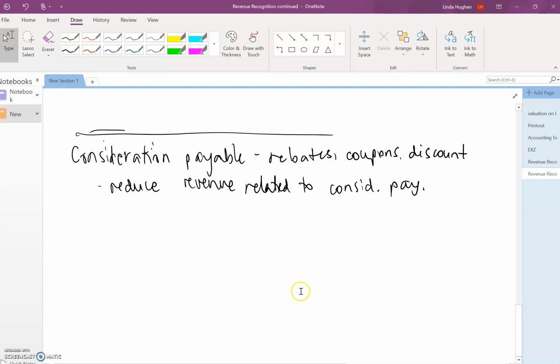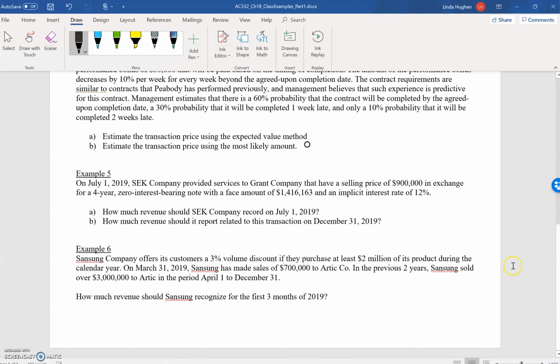Okay, let's look at our last example from our class examples. These are our revenue class examples. Example 6. Samsung Company offers its customers a 3% volume discount if they purchase at least $2 million of its product during the calendar year. On March 31st, 2019, Samsung had made sales of $700,000 to Arctic Company.